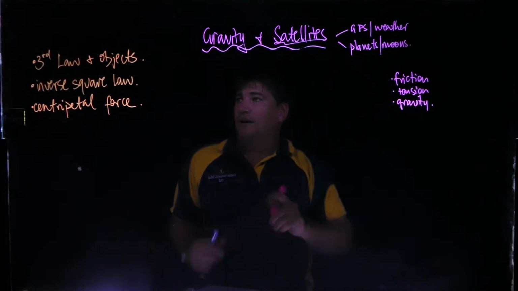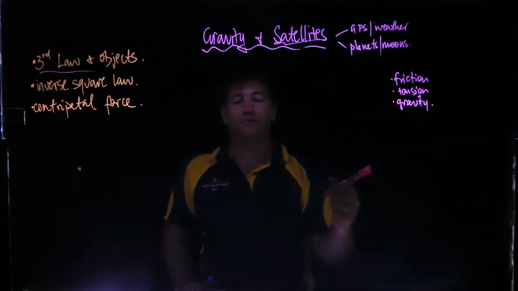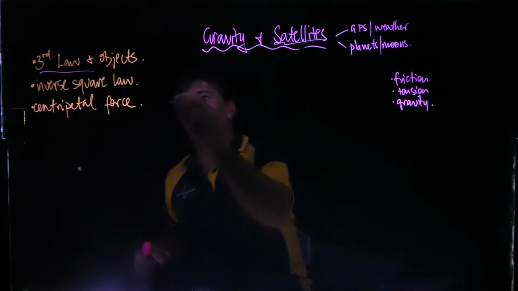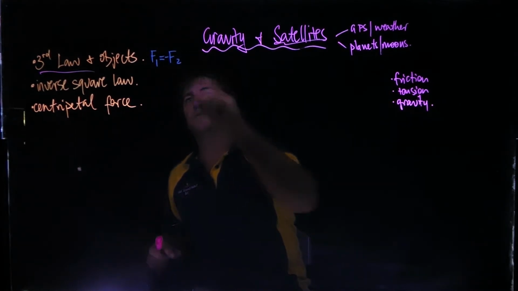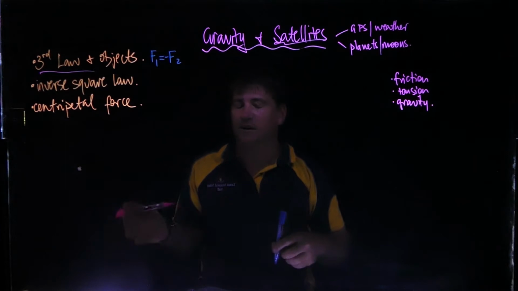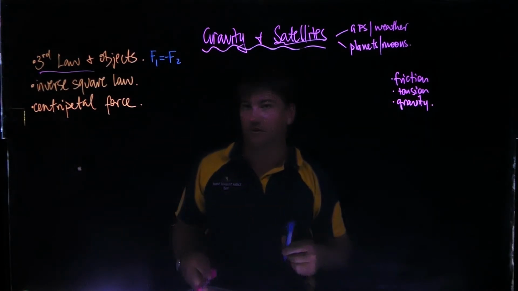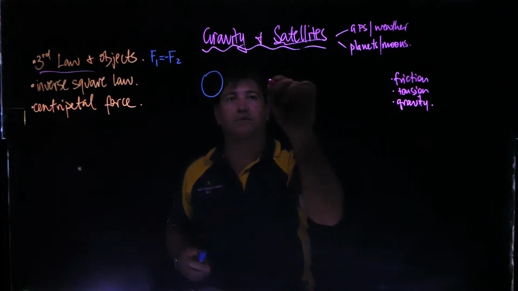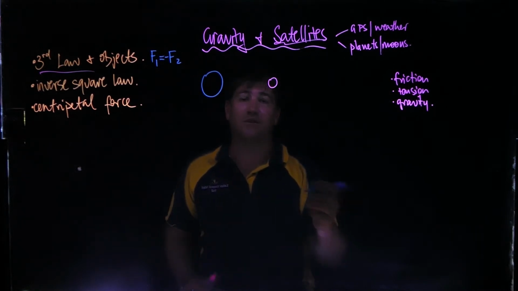In this section we can look at the forces that are actually involved. Hopefully you can remember Newton's third law. Newton's third law says that for every force there's an equal and opposite force, or action and reaction. So there's two forces at play between any two objects. If I have a planet like this and a smaller one like this, the forces between these two things are actually the same size.